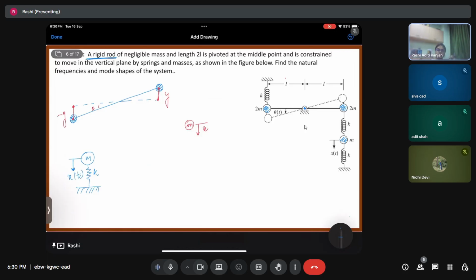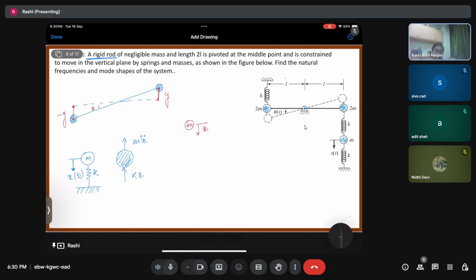Okay, and this is the displacement x. Now, if m is going in the downward direction, what are the forces that are acting on it? Firstly, the inertia force is acting in the above direction as m x double dot. Then, because of the spring, we'll have another force which will be in the above direction as kx.